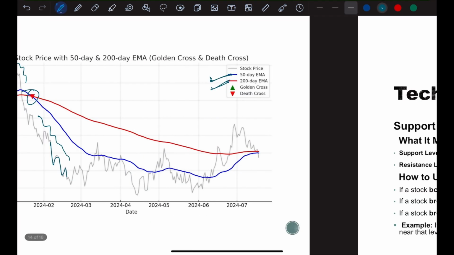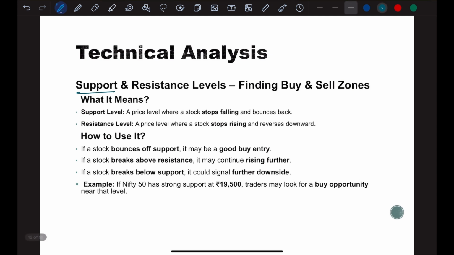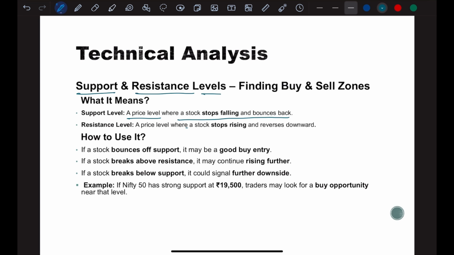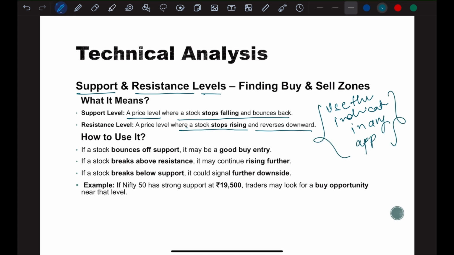And our final technical analysis is looking for support and resistance levels. Support levels are price levels where a stock stops falling and bounces back, and resistance levels are price levels where a stock stops rising and reverses downward. You can use these indicators in any app, and then you can time your investment.